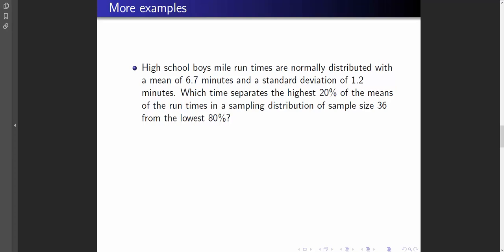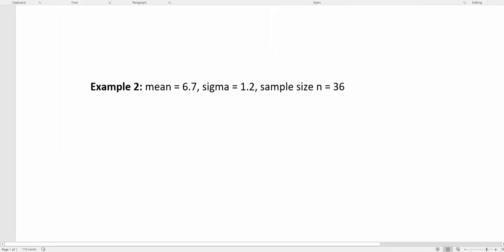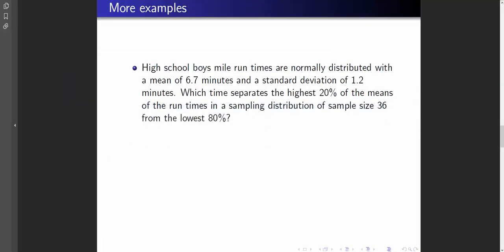Okay, let's take a look. What does it actually say? Which time separates the highest 20% of the means of the run times in the sampling distribution of sample size 36 from the lowest 80%? So we're looking at a sample of 36 times. We have a sample of 36 where the mean is 6.7 and the standard deviation is 1.2. So it's asking us to find the time that separates the highest 20% from the lowest 80%.